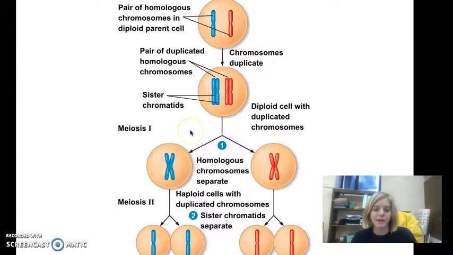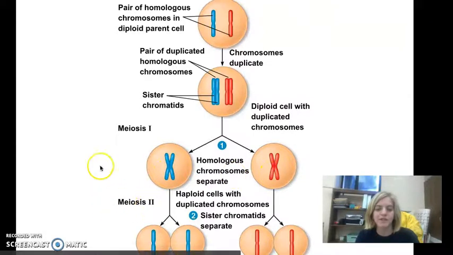Then in meiosis 1, these homologous chromosomes separate. So now you have one member of the homologous pair over here and the other member over here. In meiosis 2, we get a second division, and now the sister chromatids separate, and we end up with 4 daughter cells, which are haploid, because originally we had 2 chromosomes in the original parent cell. Now we have 1 chromosome in each one. So our daughter cells are now haploid, and we end up with 4.